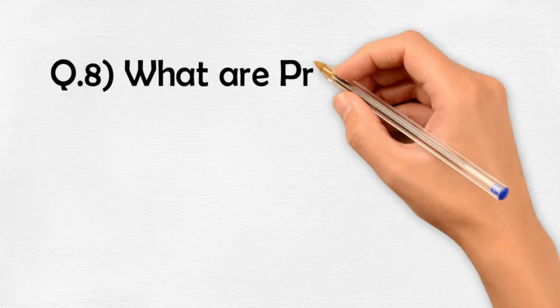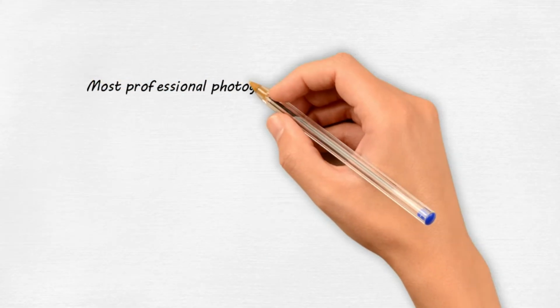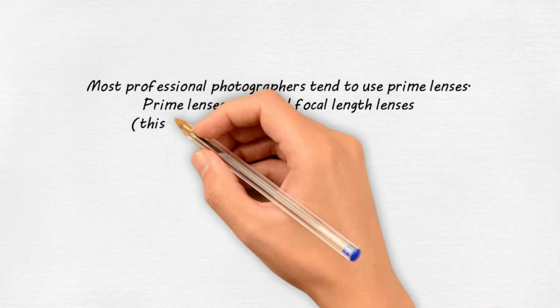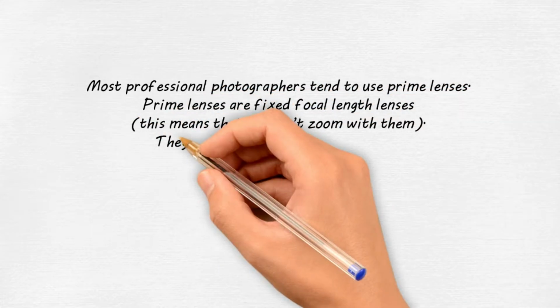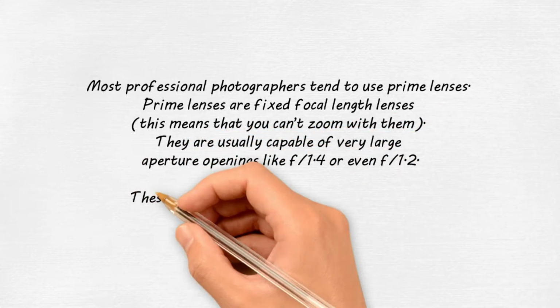Question number 8. What are prime lenses? Most professional photographers tend to use prime lenses. Prime lenses are fixed focal length lenses. They are usually capable of very large aperture openings like f/1.4 or even f/1.2.